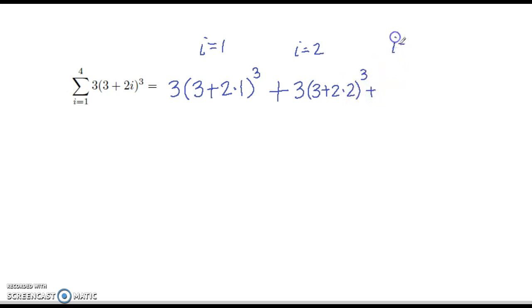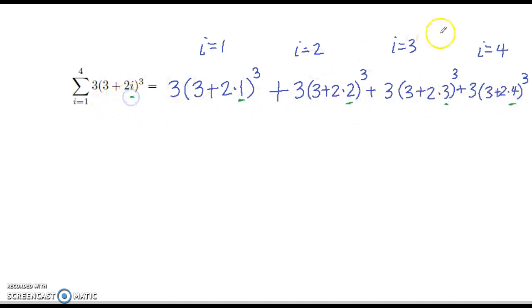The next value, i equals 3: 3 times (3 plus 2 times 3) to the third power. And the last value, i equals 4, and we stop because it ends at 4. So we get 3 times (3 plus 2 times 4) to the third power. So as you see, i is changing from 1, 2, 3, 4, and the location of i is right here. Then you will just perform the addition as normal.